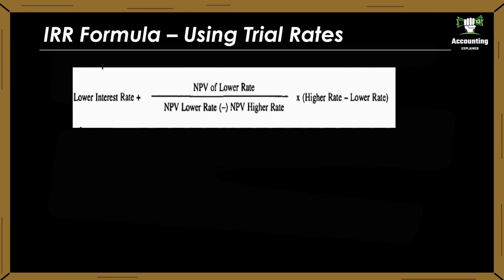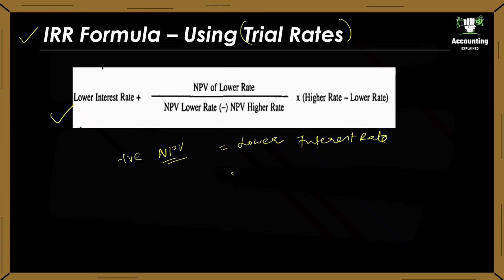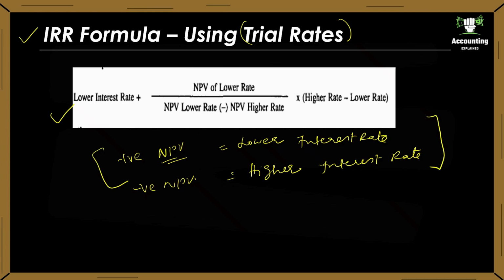IRR can be calculated either by using an Excel sheet or by doing it manually. Here I am going to teach you only the manual method. Manual method means you have to take trial rates. For that, you have to first find out NPV using trial rates. If the NPV is positive, then that trial rate will be taken as the lower interest rate. Since this is the lower interest rate, you have to go for a higher interest rate and find out the negative NPV. These four things are a must for calculating IRR.